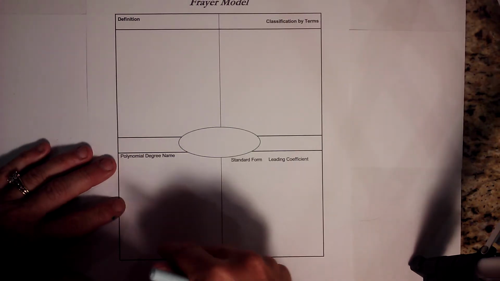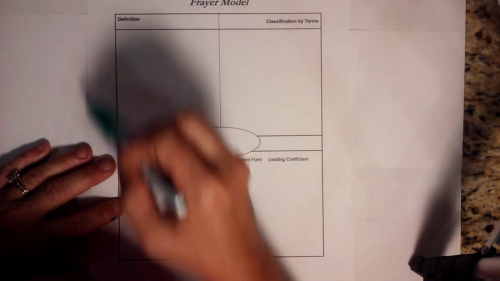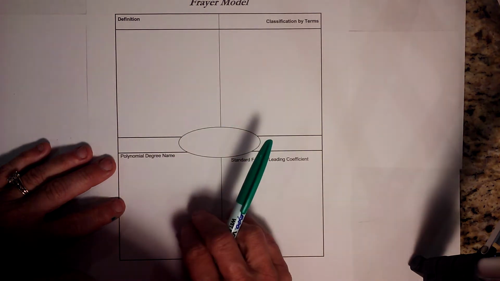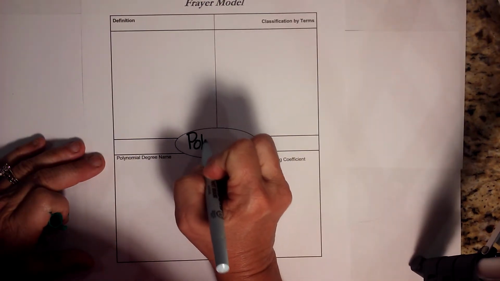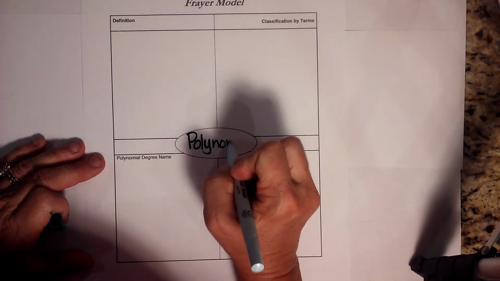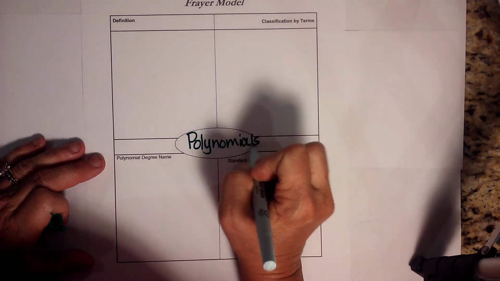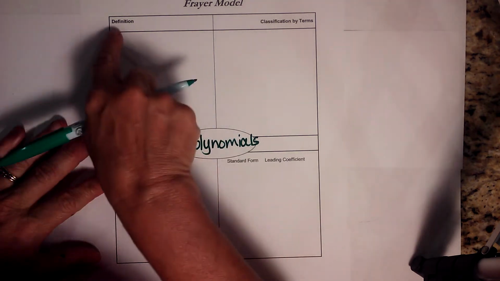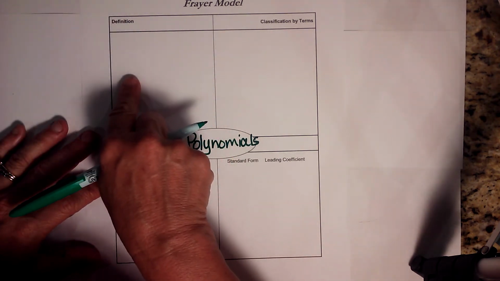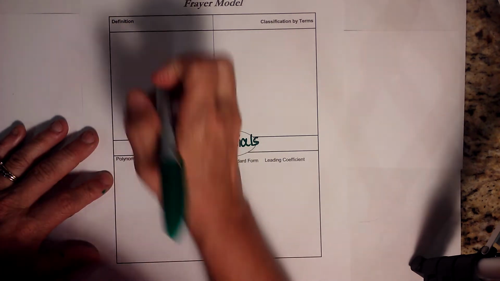Trinomial Math. Today we are going to use a graphic organizer called the Frayer model, and we're going to look at what a polynomial is, or what are polynomials. So I'm going to start off by putting polynomials in the center because that's what we are defining. Okay, so let's first look at what is the definition of a polynomial.